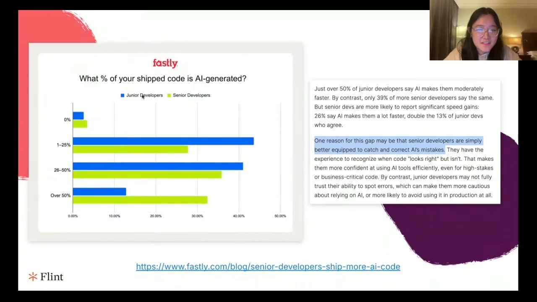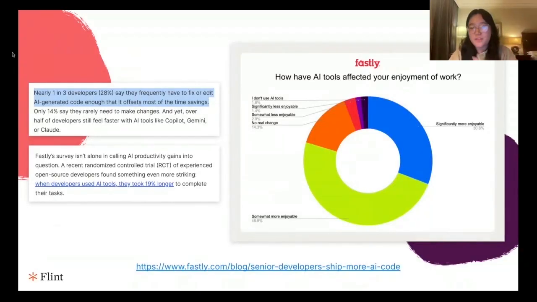In this next slide, another piece of this article that I thought was interesting was that almost a third of the developers were saying that they frequently have to fix or edit the code, and it actually offsets most of the time savings. But they all still felt that AI helped them be faster, even though if you look at the numbers, it wasn't necessarily true. Sometimes it took them longer to develop something with AI helping them. But the way they were interacting with AI, and how quickly the AI outputs, still made the experience feel faster to them.